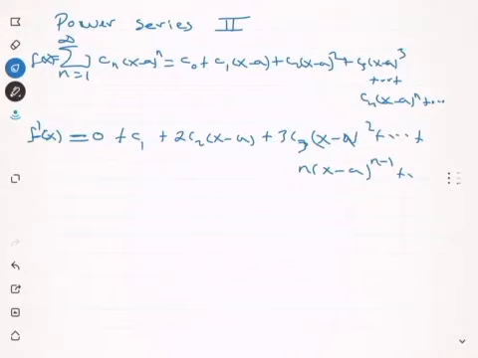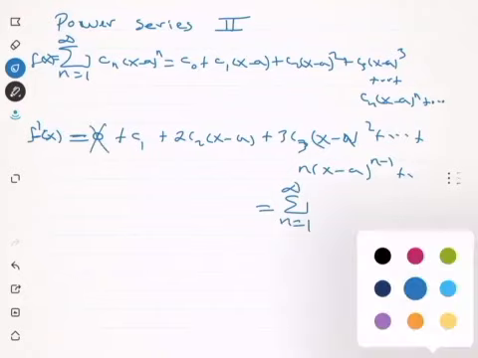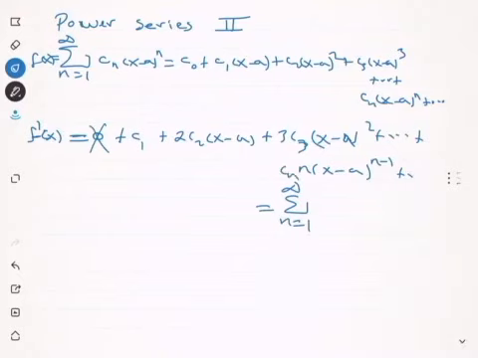If you write it in compact form, it would be the sum as n goes from 1 to infinity, not from 0 to infinity, because this term dies out. So basically just, oops, I forgot the cn, so cn, and then we get n times x minus a raised to the n minus 1. That would be the derivative.